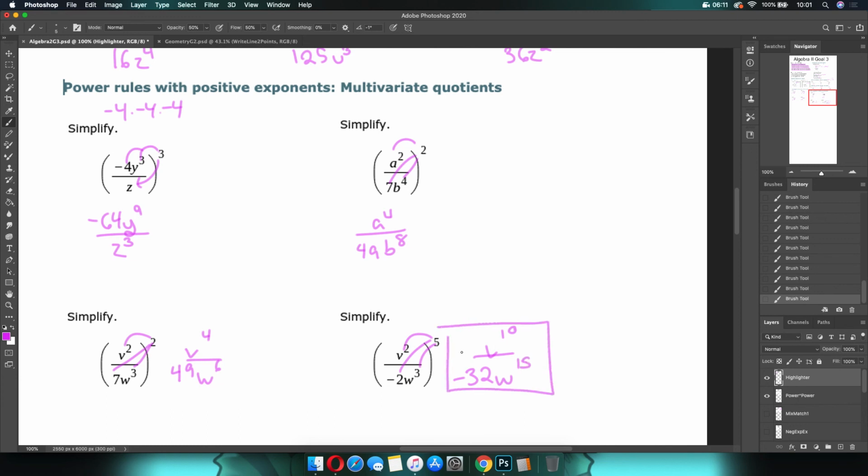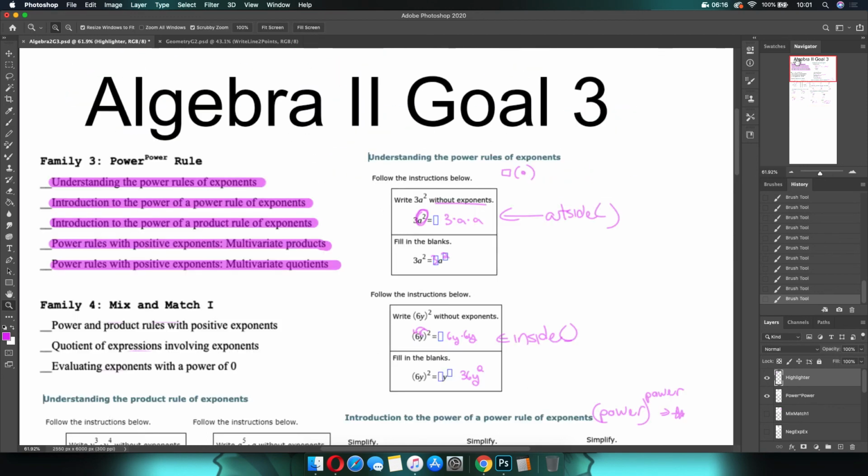And you're using the same skill set over and over and over again. And look at that, in a little over 5 minutes, we've done an entire family of Algebra 2 Goal 3.